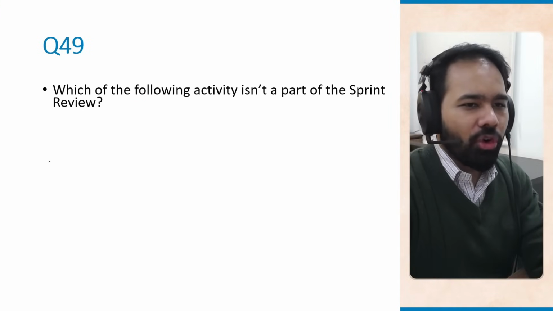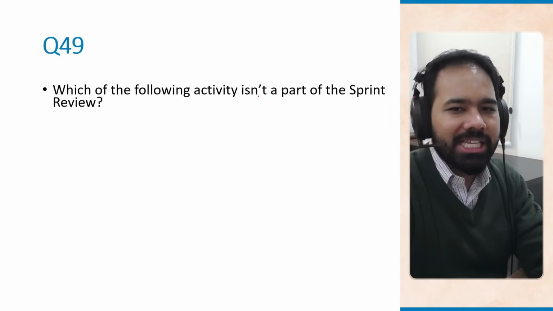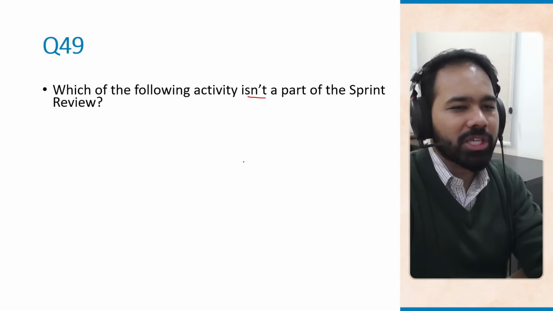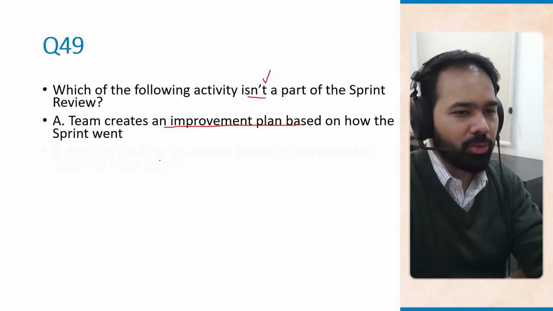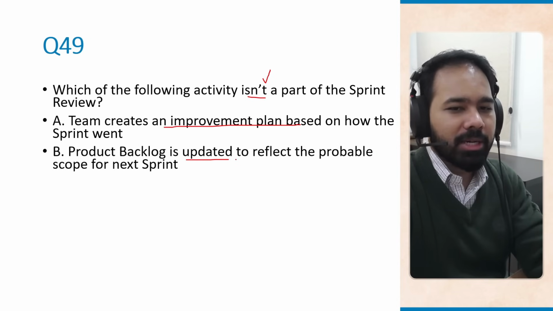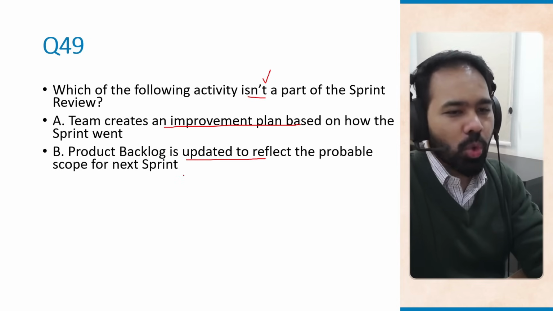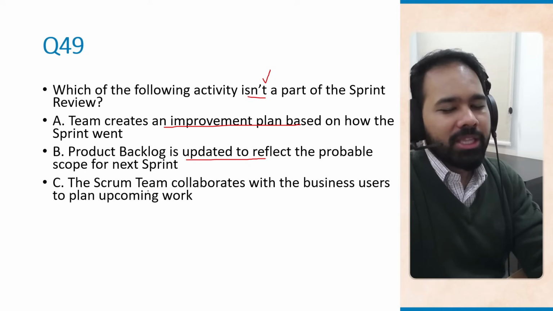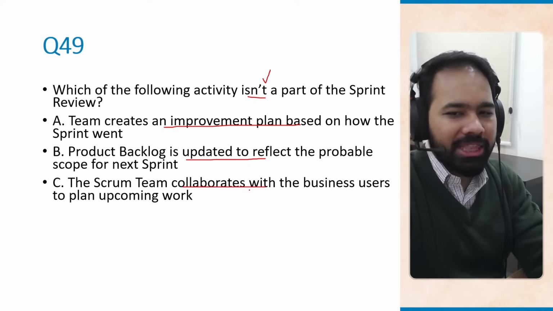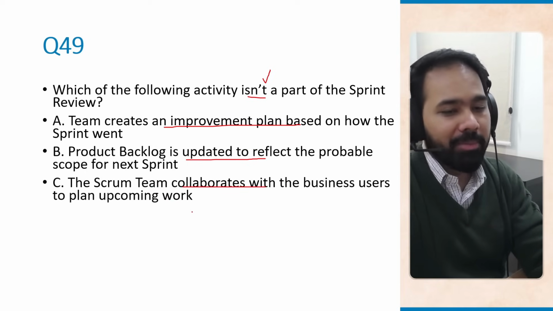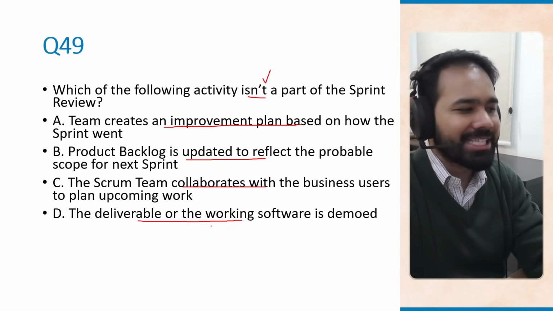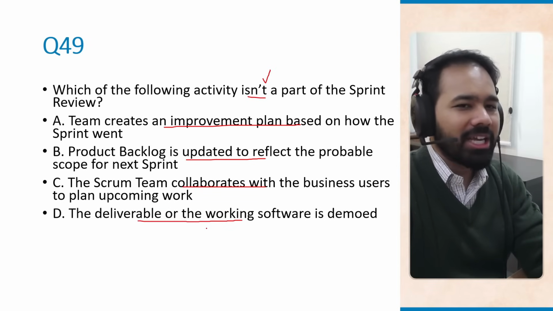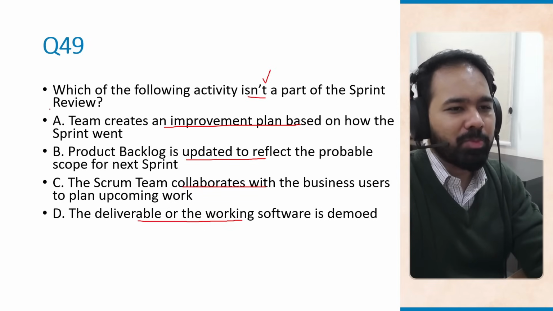Okay, question number 49. Which of the following activities is not a part of the sprint review? Team creates an improvement plan based on how the sprint went. Product backlog is updated to reflect the probable scope for the next sprint. The Scrum team collaborates with the business users to plan upcoming work, or the deliverable or the working software is demoed. So, what is not part of the sprint review?